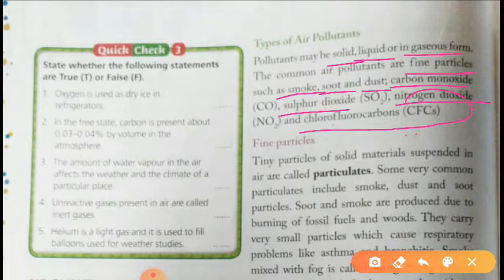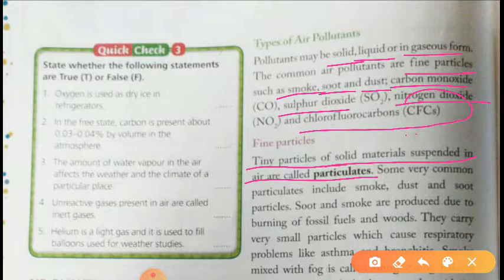Pollutant, the fine particles. What are these fine particles? These are tiny solid particles suspended in the air, okay? And this is also called particulates. As you can see here, the tiny particles of solid materials suspended in the air are called particulates, okay? Some of the very common particulates are smoke, dust and soot particles. And this soot and smoke, from where is it produced?